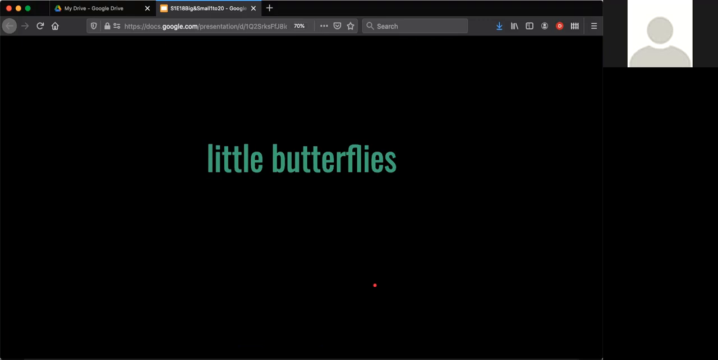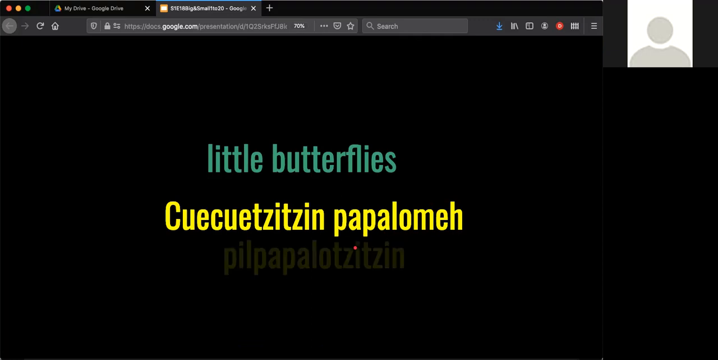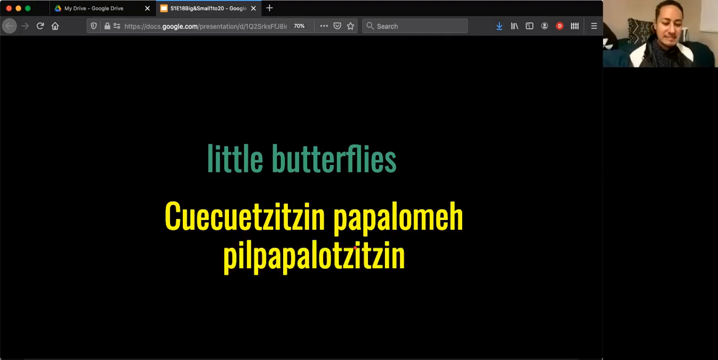How do you say little butterflies? Kwekwetzitzin papalome. That's one way to say it. Notice that kwekwetzin becomes kwekwetzitzin and papalotl becomes papalome. Or pil papalotzitzin, that's the other one. Little butterfly.